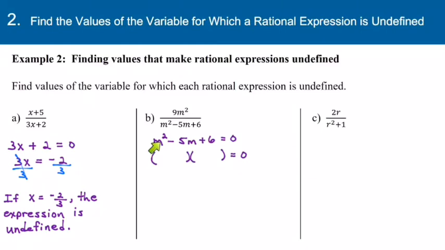M squared is first times first, so that would have to be m times m. Last times last made a positive term. So that tells us that these signs in the binomials are going to have to be the same, and they're both going to have to match that middle term.